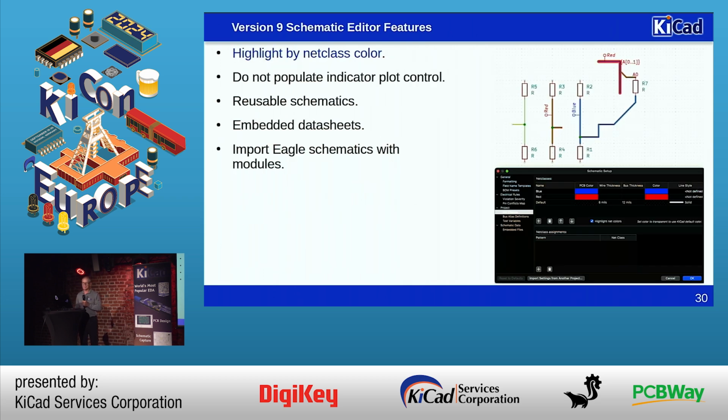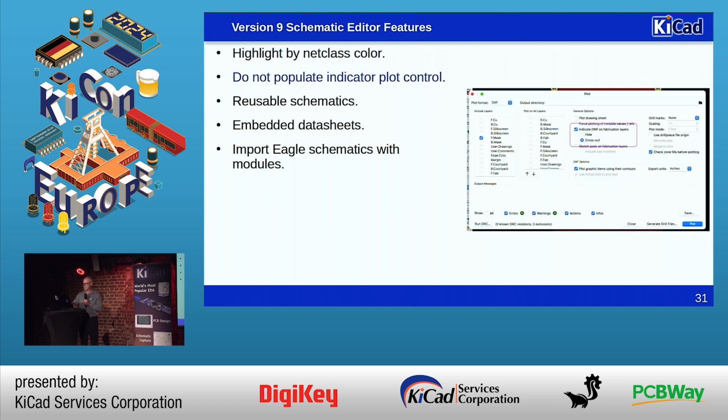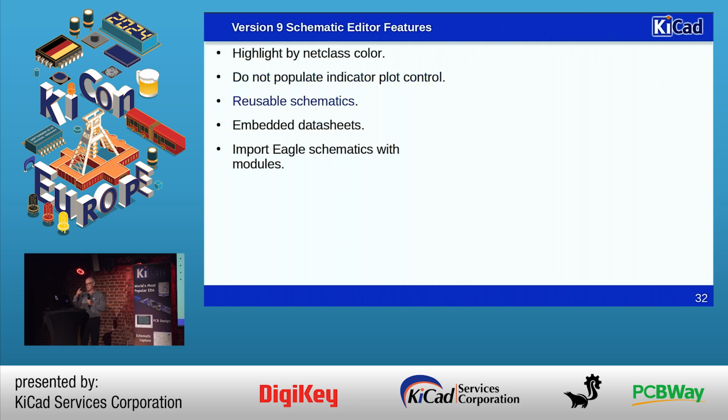There's also now highlighting. You can highlight a net class by its assigned color. So if you have a net class that has a custom color rather than the default, when you highlight it, it'll show up by that. When you plot, you can also say whether you want to show the do not populate crosses on your printouts or not. That's new.